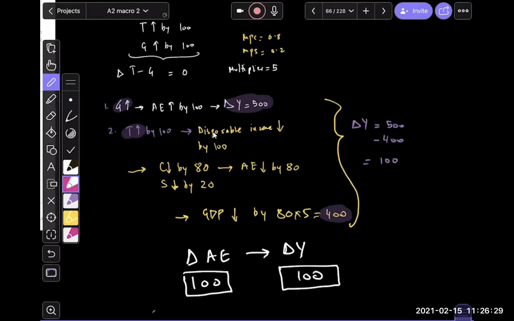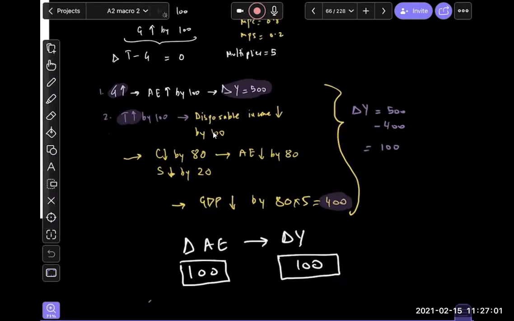Isn't that true? Why? Because if you keep a balanced budget, when you make the AE go up by 100 because of government expenditure, you're also trying to keep a balanced budget, which means taxes go up by 100 as well, which means GDP will fall by 400. Net effect: if I ask you what's the multiplier here, 100 leading to 100 means the multiplier will be equal to, change in A is 100, change in Y is also 100. So the multiplier will be equal to 1.